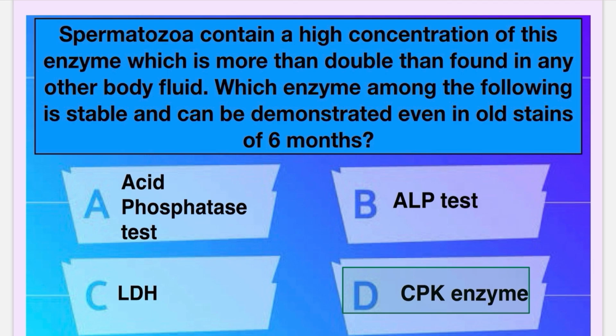Spermatozoa contain a high concentration of creatine phosphokinase, which is more than double than found in any other body fluid. The enzyme is stable and can be demonstrated even in old stains of 6 months. The test will be negative in case of aspermia.